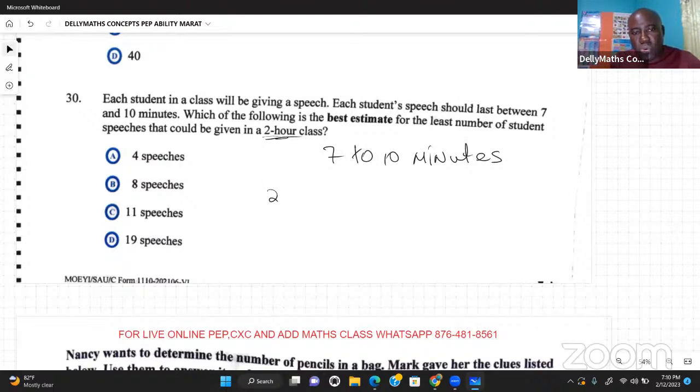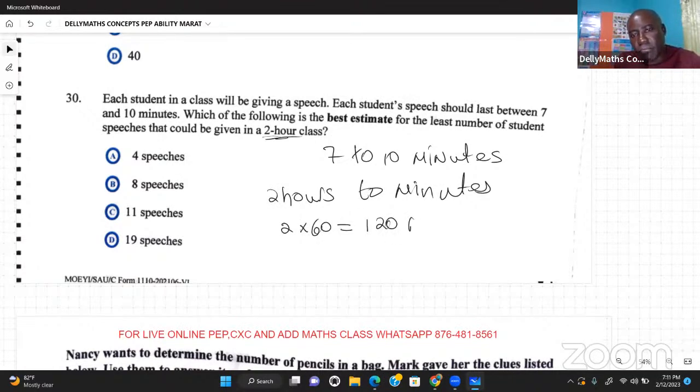We're going to have to take 2 hours, turn it into minutes first, and focus on the main idea in the question. 2 hours, you want to turn that into minutes. 2 times 60 is going to give you 120 minutes. Now, watch this. Which of the following is the best estimate for the least number of students?